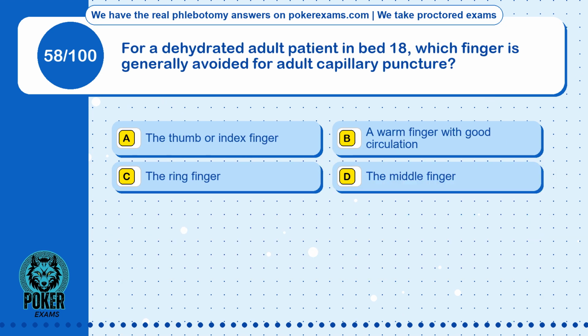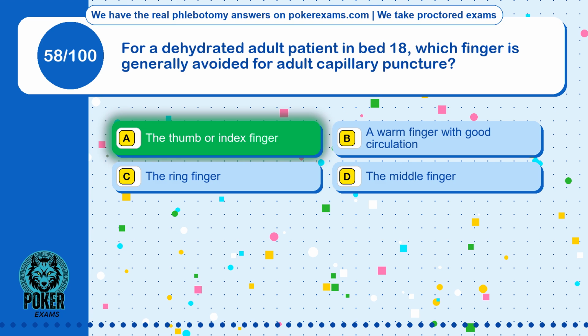Question 58. For a dehydrated adult patient in bed 18, which finger is generally avoided for adult capillary puncture? Option A. The thumb or index finger. Option B. A warm finger with good circulation. Option C. The ring finger. Option D. The middle finger.